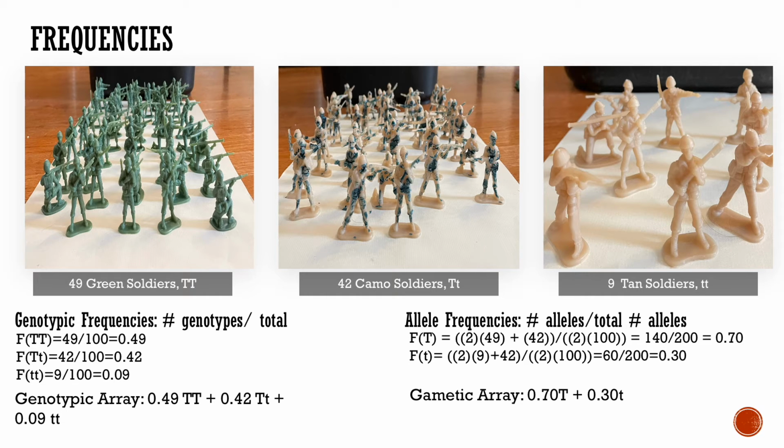We also need to calculate the allele frequencies, which we can do by taking the number of alleles and dividing them by the total number of alleles. I have shown these calculations on the screen as well. The frequency of the big T allele is 0.70, and the frequency of the little t allele is 0.30. These all add to 1, which indicates these frequencies calculated are correct.